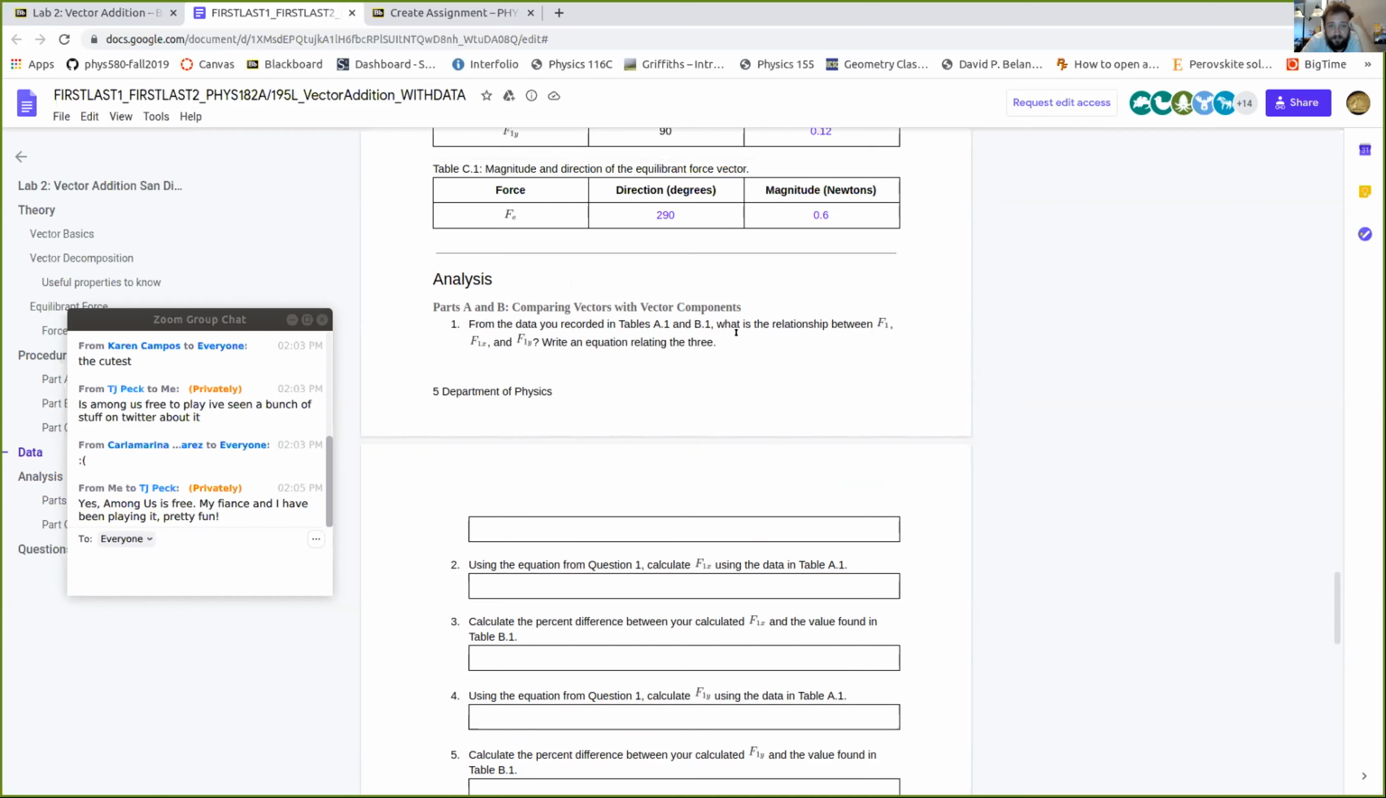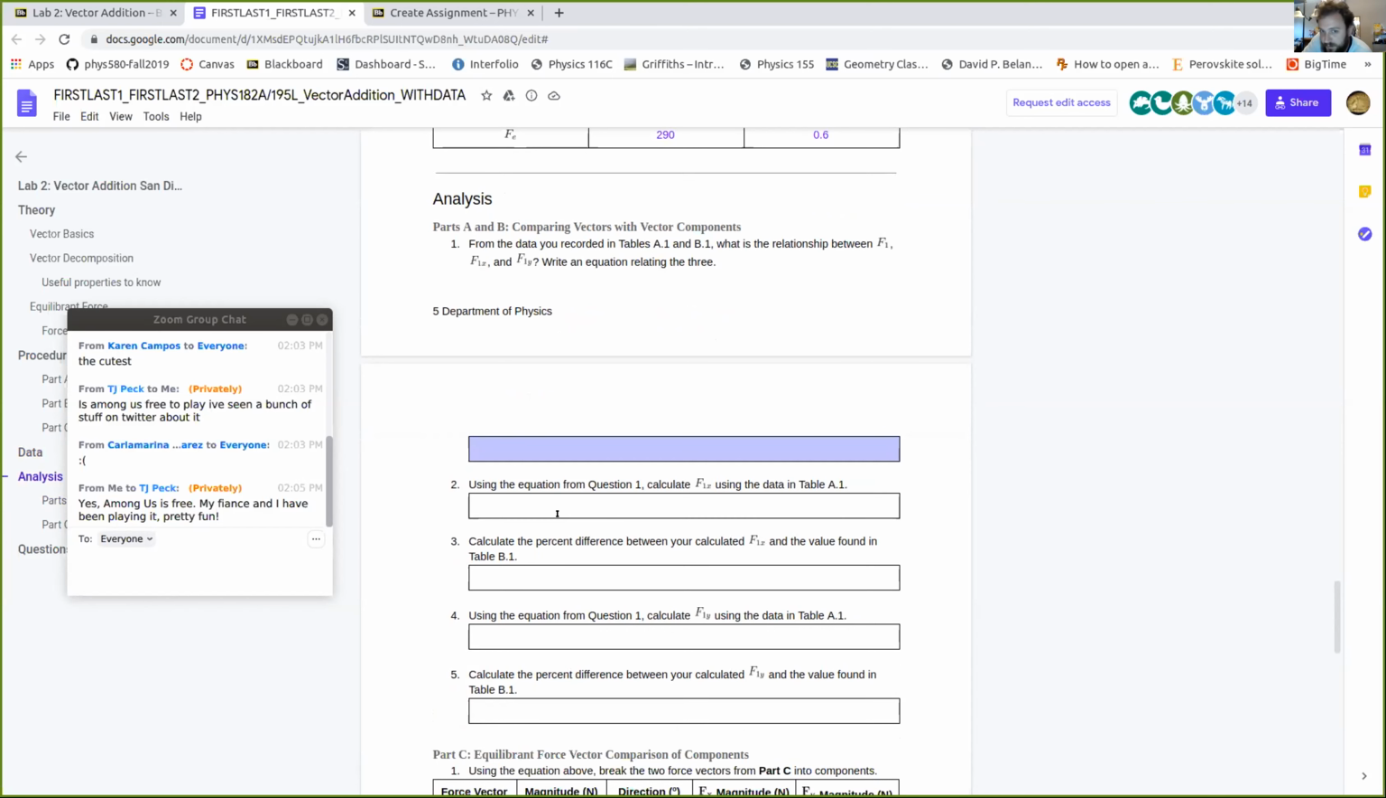For the data you recorded in tables A1 and B1, what's the relationship between F1, F1x, and F1y? What's an equation that relates them? Well, F1 is the magnitude, that's the hypotenuse, right? And then F1x is the x component, F1y is the y component. It's like a right triangle. What's an equation that relates the two legs of the triangle and the hypotenuse? Pythagorean theorem, right? So that's all they want you to do is write Pythagorean theorem in here.